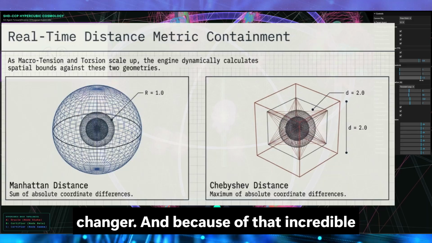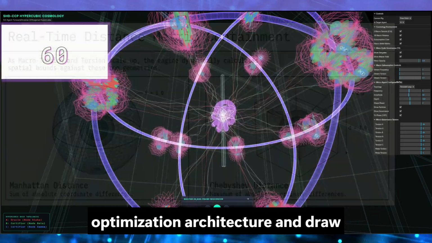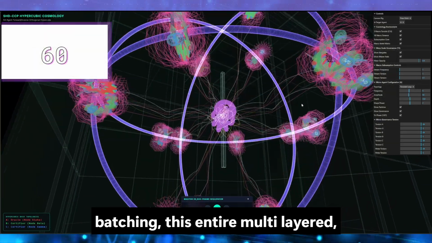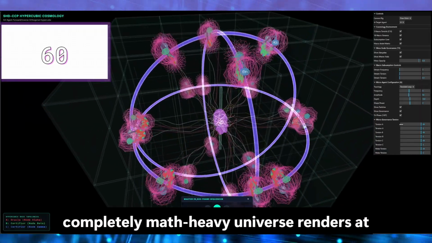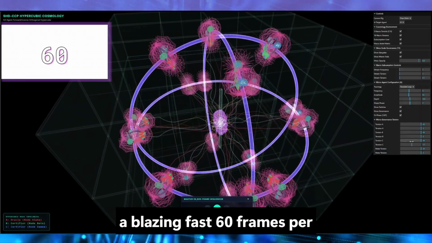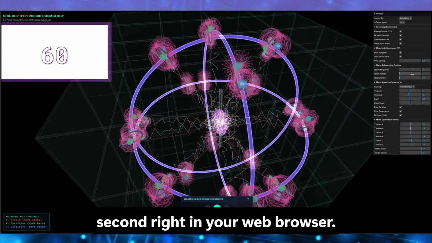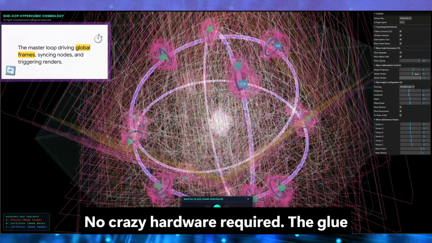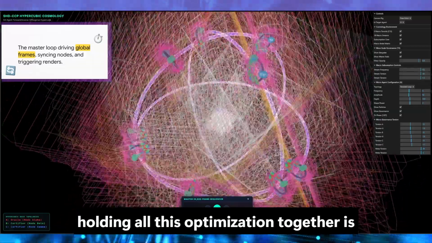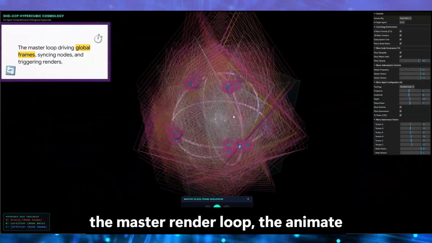Game changer. And because of that incredible optimization architecture and draw batching, this entire multi-layered, completely math-heavy universe renders at a blazing fast 60 frames per second right in your web browser. No crazy hardware required. The glue holding all this optimization together is the master render loop, the animate function.